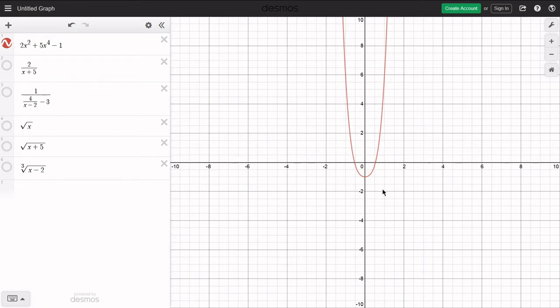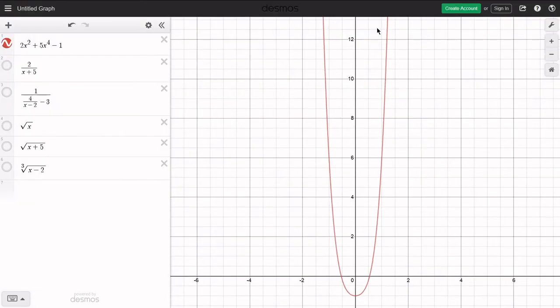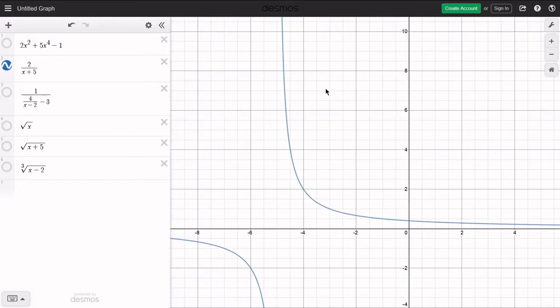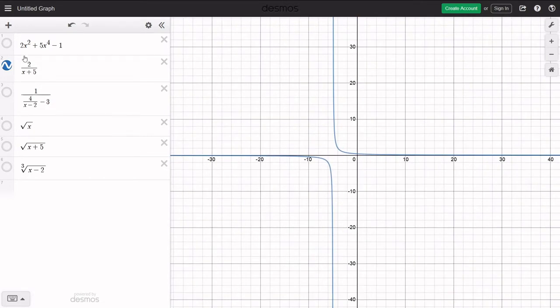So this is a polynomial. Its domain is -infinity to infinity. And this one's range, you can see it hits here at -1 and goes on up to infinity. Now let's look at the next one. This one is called a rational function. That's because there's a division there. It's a polynomial divided by a polynomial.